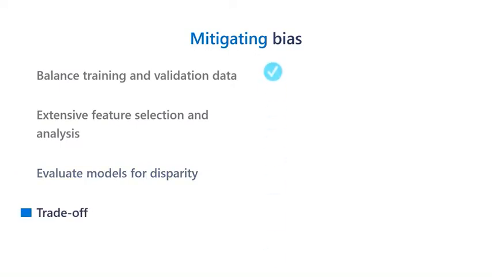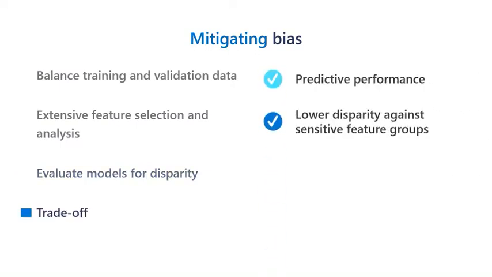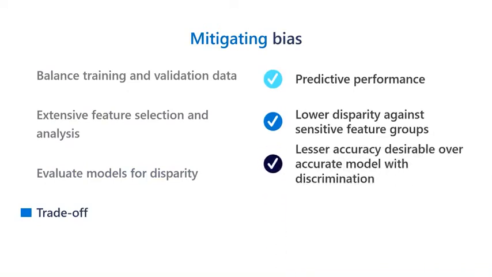Trade off overall predictive performance for the lower disparity in predictive performance between sensitive feature groups. A model that is 99.5% accurate with comparable performance across all groups is often more desirable than a model that is 99.9% accurate but discriminates against a particular subset of cases.